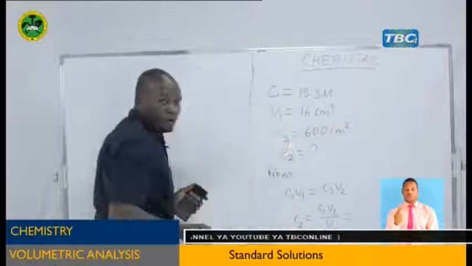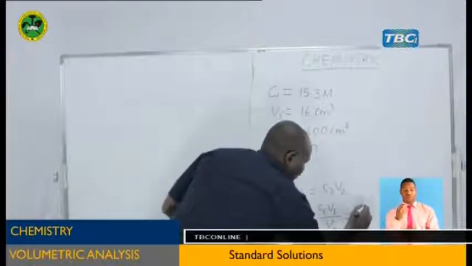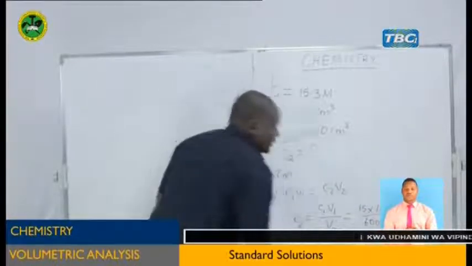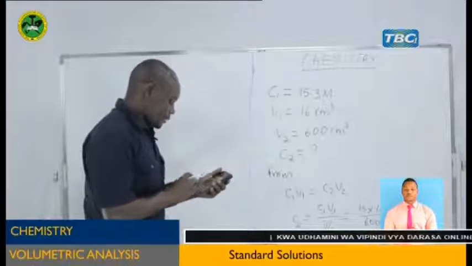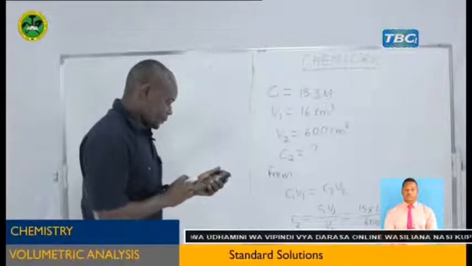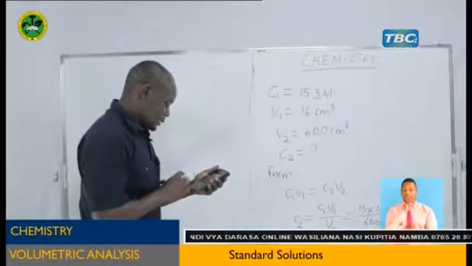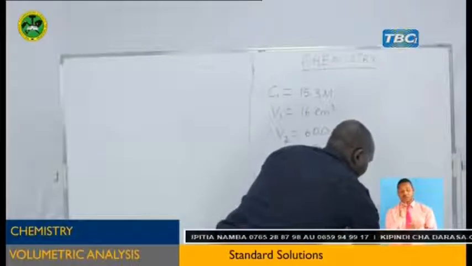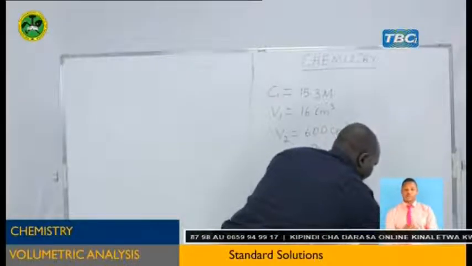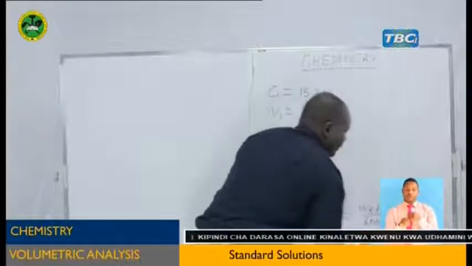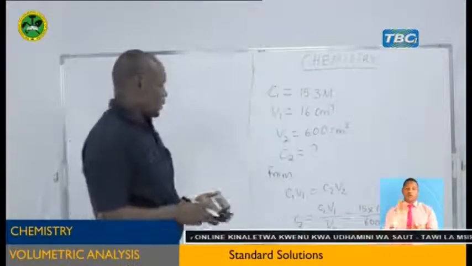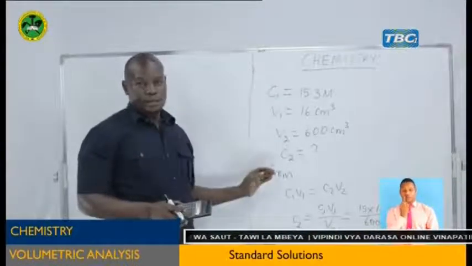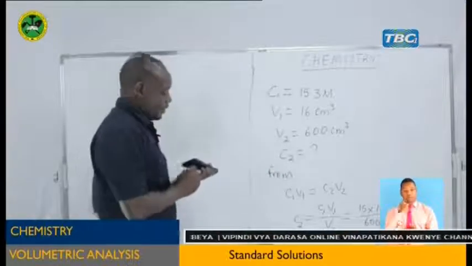And if we substitute now our data, my dear students, it will be 15 times 16, then divided by 600 cubic centimeter. So if we multiply 15 times 16, then divide by 600, the answer is equal to 0.4. That will be the molarity of the dilute solution. So do you see now how we go about it? That is question number 1, part B. Let us now go to question number 2.